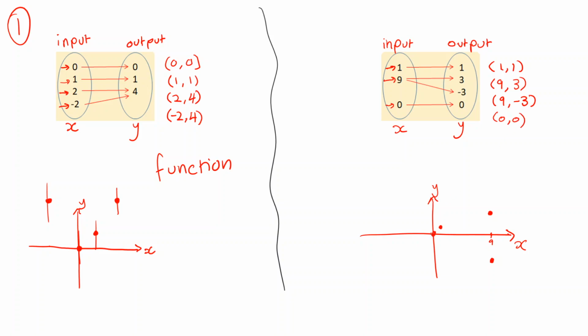Now at this point, hopefully you're seeing that the second that we had 1 input to 2 outputs, we automatically have something that will not pass our vertical line test. So this is a relation. And hopefully that helps with any questions you might have around these diagrams.